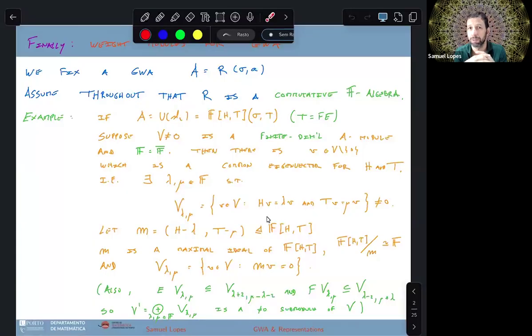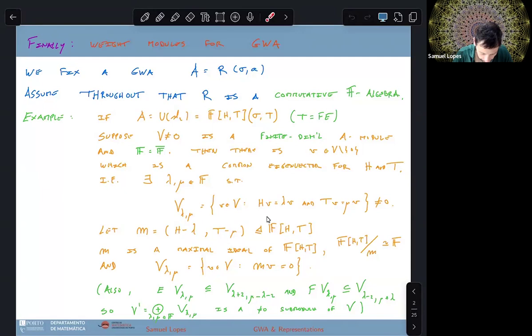Inspiration comes from Lie algebras, in particular SL2, and I want to start by illustrating this with SL2. So remember, we're going to fix the generalized Weyl algebra throughout this lesson. But let's look at the example of SL2, which is a case of a generalized Weyl algebra, where the ring R is this polynomial ring in two variables.